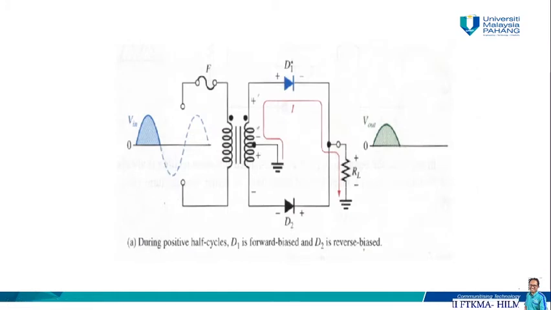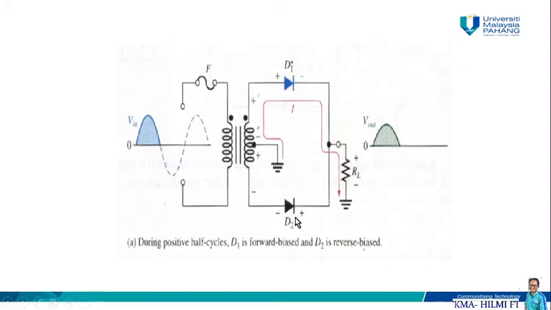So let's take a look at the circuit closely. The input voltage is coupled through the transformer to the center tap secondary. And then half of the total secondary voltage appears between the center tap and each end of the secondary windings. For a positive half cycle of the input voltage, the polarities of the secondary voltage are as shown in this figure. So we have the polarities plus, minus.